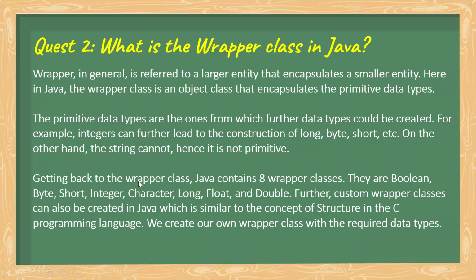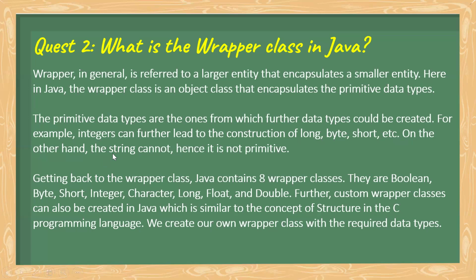Now, the second question is: what is a wrapper class in Java? So wrapper in general refers to a larger entity that encapsulates a smaller entity. Here in Java, a wrapper class is an object class that encapsulates a primitive data type. In Java by default, we have 8 primitive data types. Primitive data types are predefined in Java, like int, long, byte, short, etc.